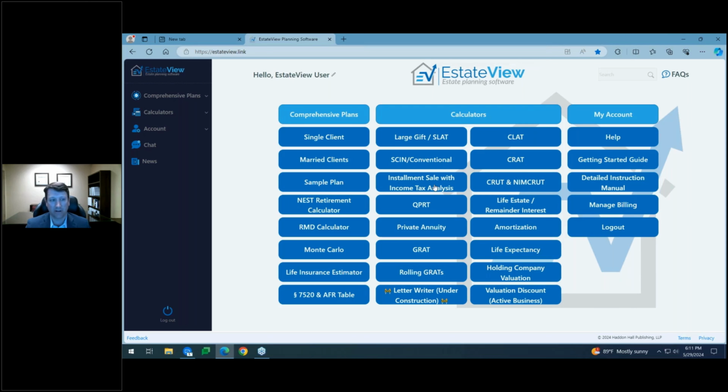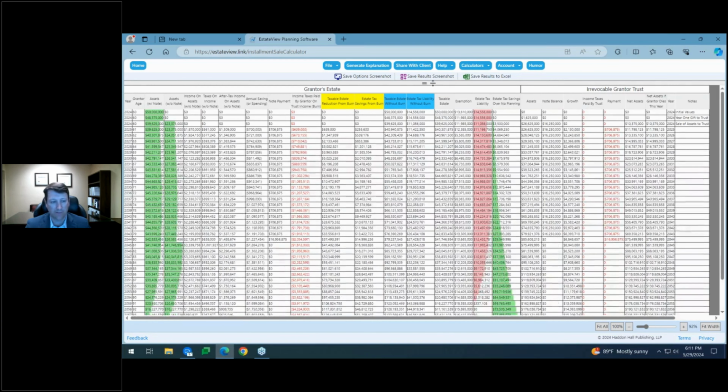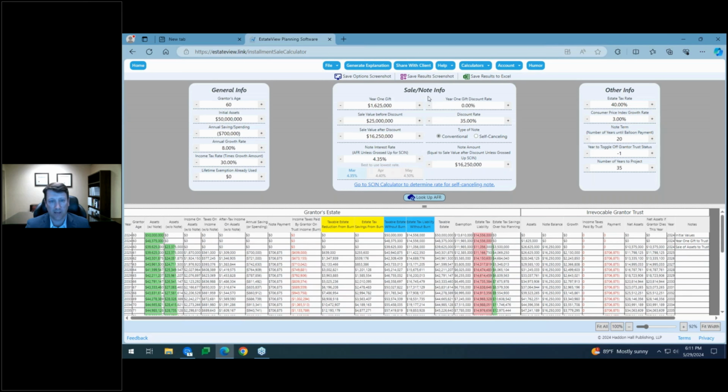So I'll go into the calculator now, click on installment sale with income tax analysis. You can see at the top here, we have our inputs, right? So we will go through those inputs, and on the bottom, we have a spreadsheet that shows the grantor's retained estate on the left-hand side, and then the trust and its growth on the right-hand side. And you can scroll this up and down. So when we have a larger number, we're illustrating a number of years, we can expand this out so that everyone can see the inputs and the data. Or if you're trying to just focus on the actual inputs, then you have that ability to minimize the spreadsheets.